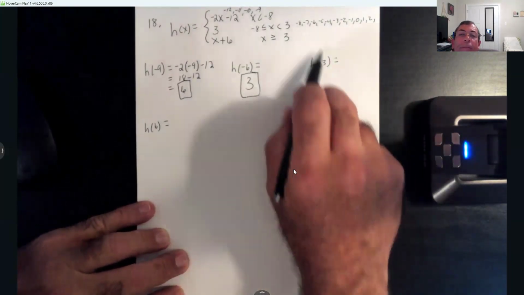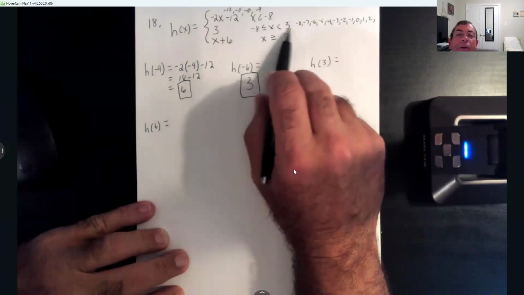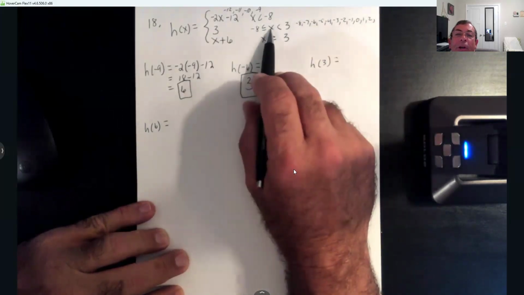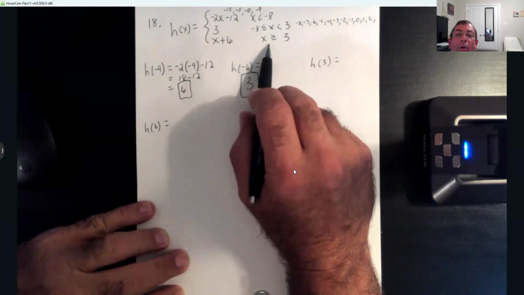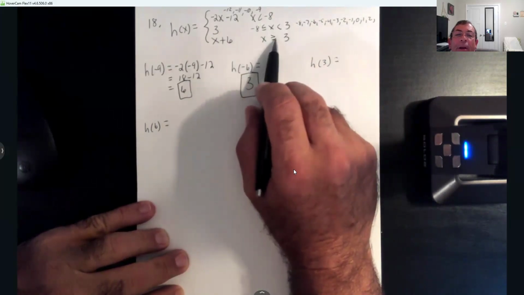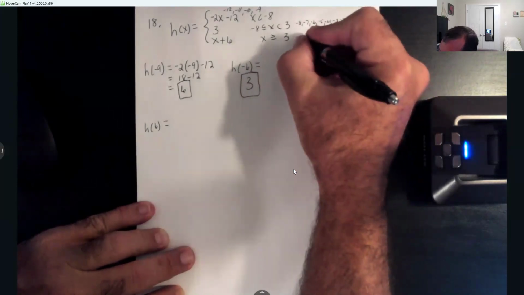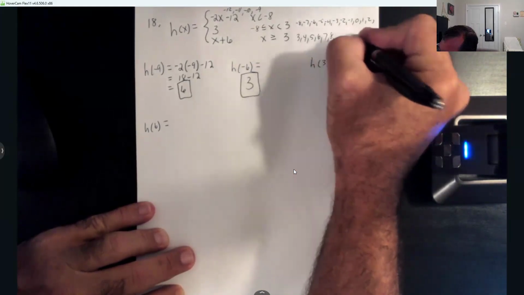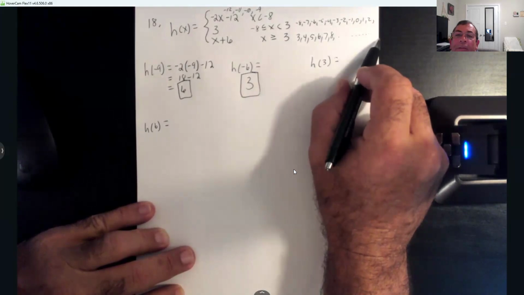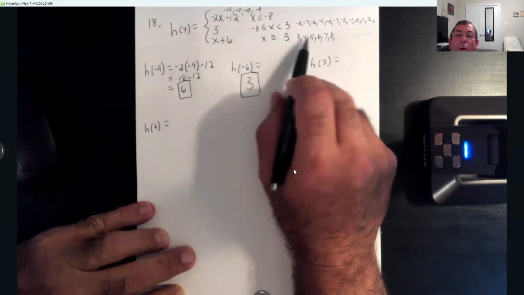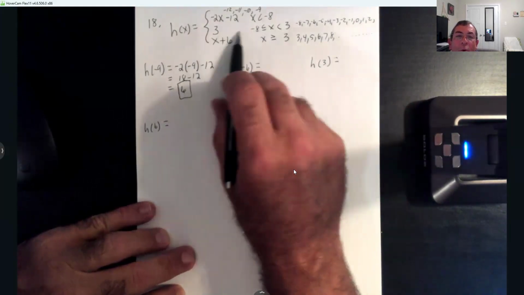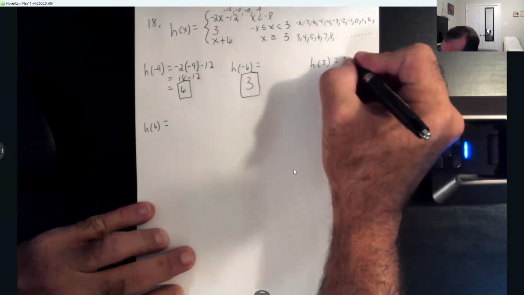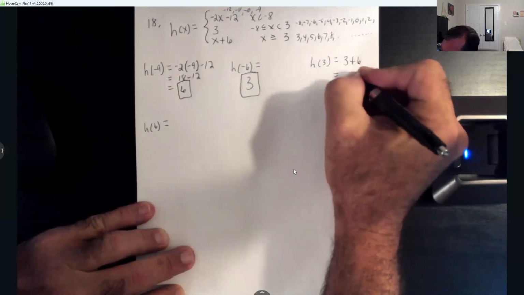All right, h of 3. Well, it can't be this equation, this domain here, because we don't have 3 listed, because 3 is not less than 3. So I go to this equation. X can be greater than or equal to 3. So to be in this range, X can be 3, 4, 5, 6, 7, 8, 9, 10, anything towards infinity. Anything equal to 3 or greater goes in this category. Well, 3 is equal to 3, so we put a 3 in for the X. I get 3 plus 6, which equals 9.